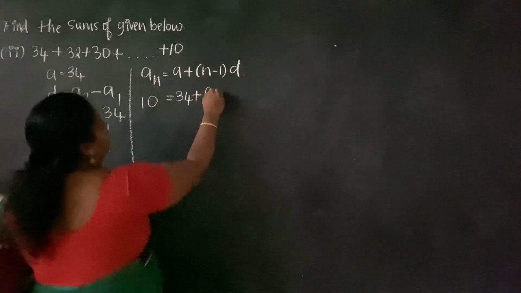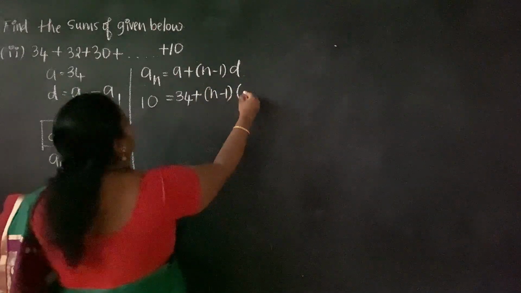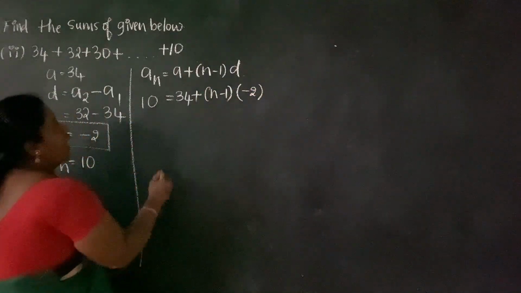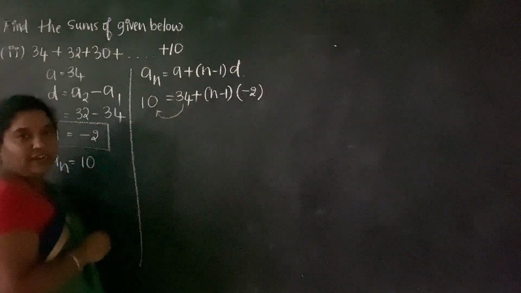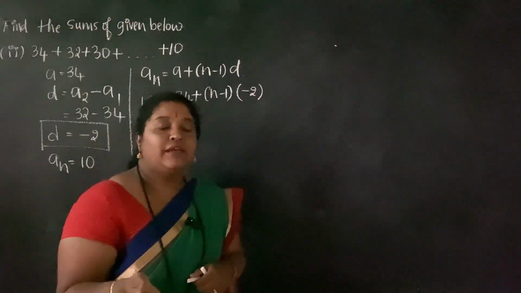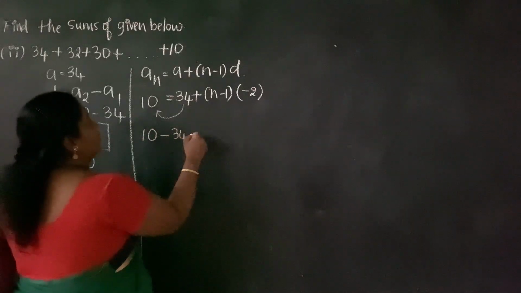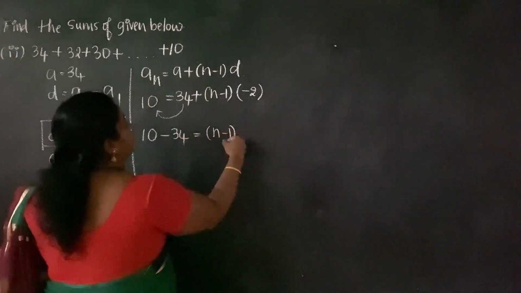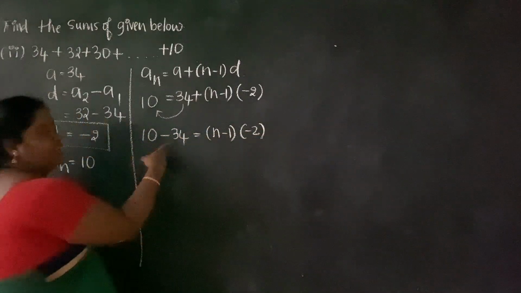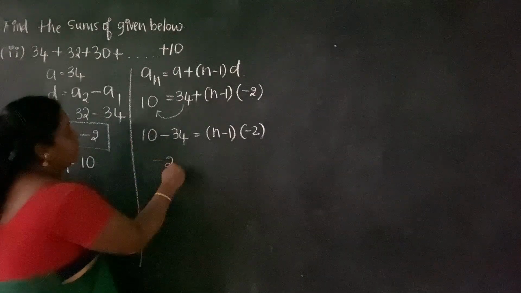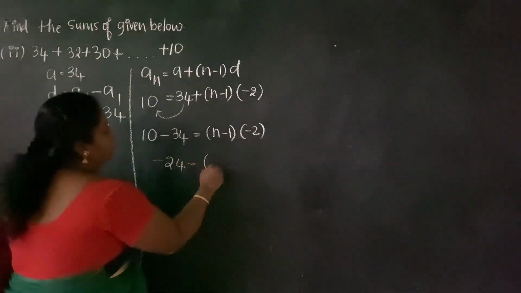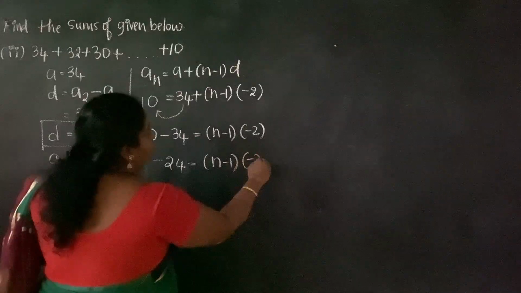Okay, N I should calculate, and D is equal to how much? D is minus 2. I will bring 34 to the side. Plus 34 turns to be minus 34. So I'll be having 10 minus 34 is equal to (N minus 1) into minus 2. 10 minus 34 is how much? Minus 24 is equal to (N minus 1) into minus 2.